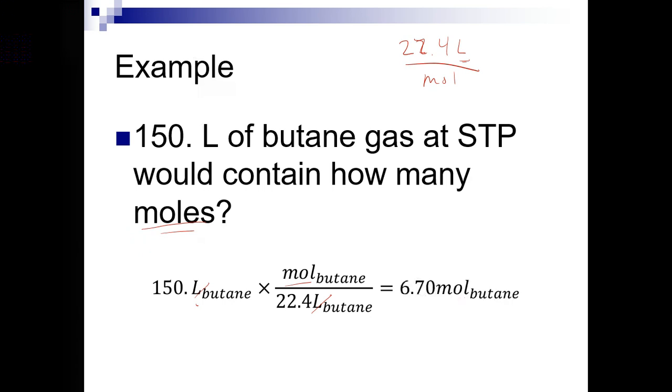I'll do my math, and 150 has 3 sig figs, 22.4 has 3 sig figs, so my answer has to have 3 sig figs. And I get 6.70 moles of butane.